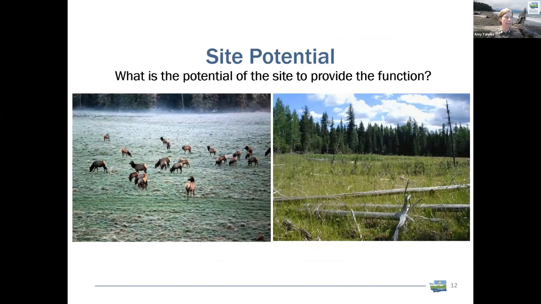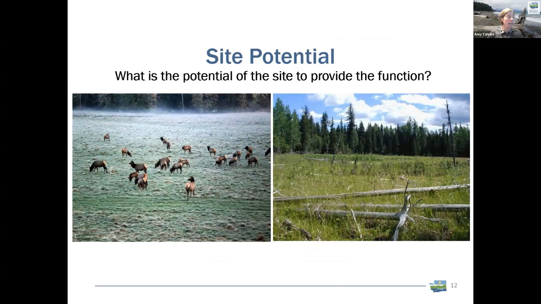So considering the site itself, does it have the structure to provide a function at the site level? Here you can see an example of 2 wetlands in the Olympic National Park. The one on the left is heavily disturbed by elk. So is this a pristine wetland? Well, it's doing a lot of work for water quality because of the concentration of elk in there, but it doesn't have a lot of structure to support other species.